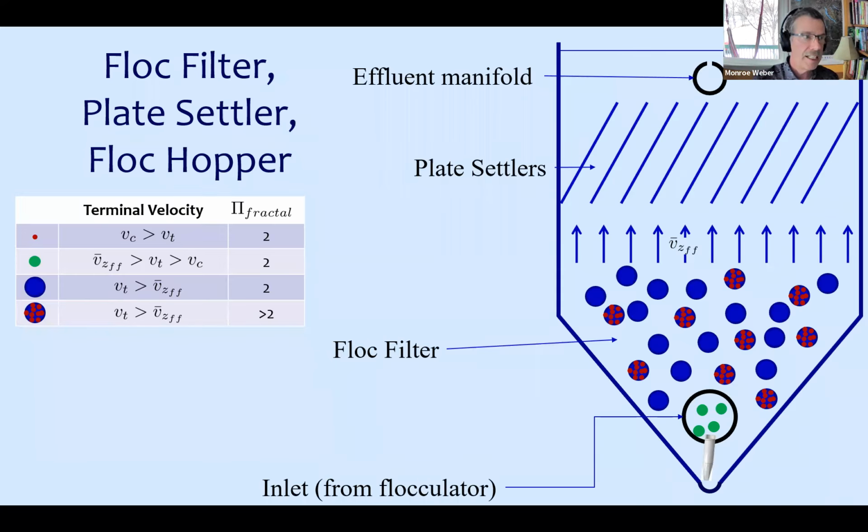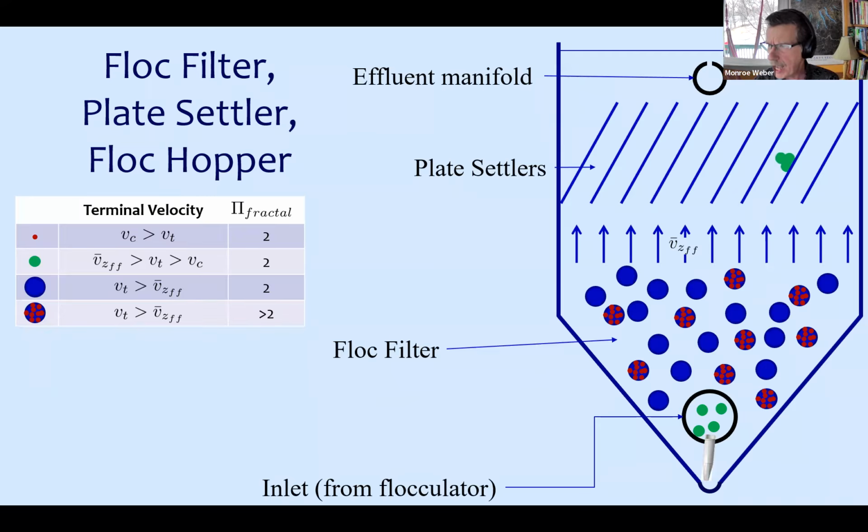This is a fluidized bed of flocks in the bottom of the sedimentation tank. And if you poked your fingers into it, you would just experience it as being water with lots of flocks in it. Okay, so now we're going to look at what happens to these green guys. Those green guys go right up through the floc filter because they don't settle fast enough.